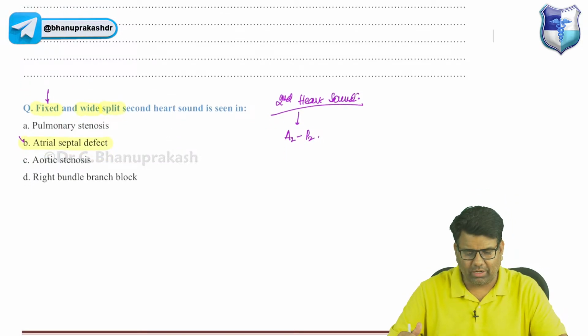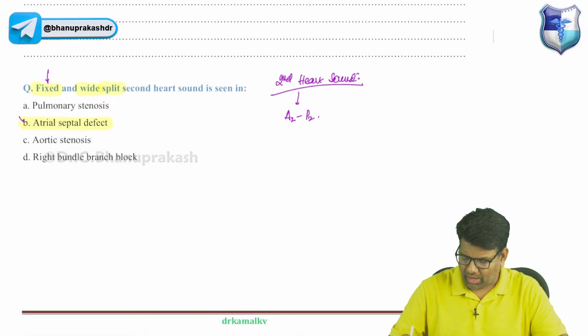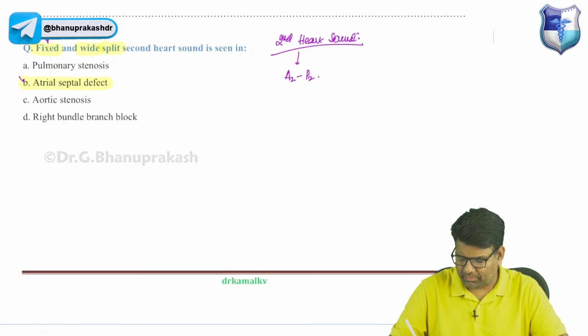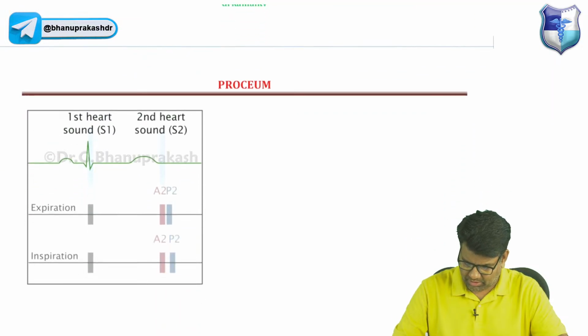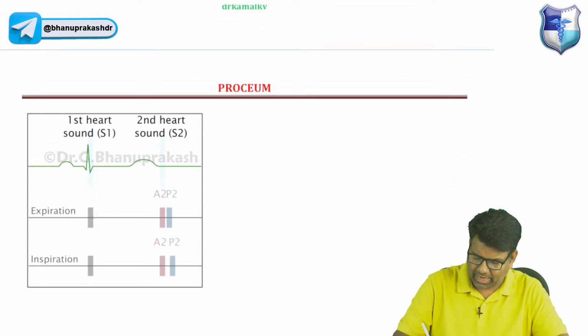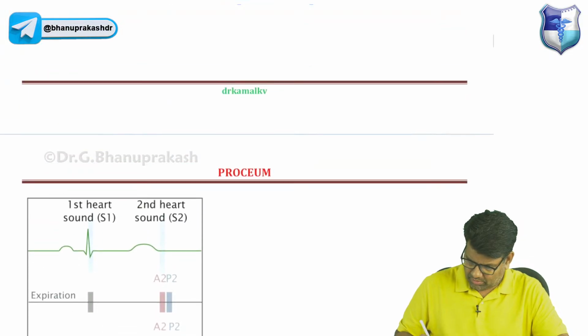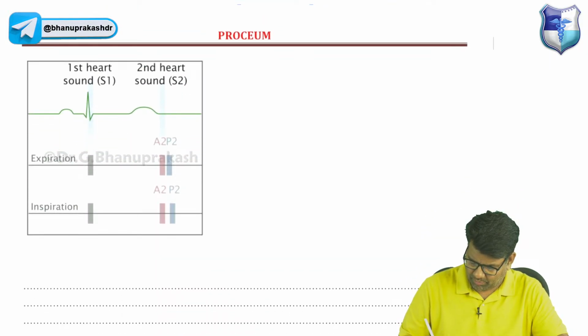Now there are two components, aortic and pulmonary, and there is a gap between the two components which increases further in cases of inspiration, and this reduces during expiration. So this gap between the two components increases during inspiration and reduces during expiration. This is the normal physiology.